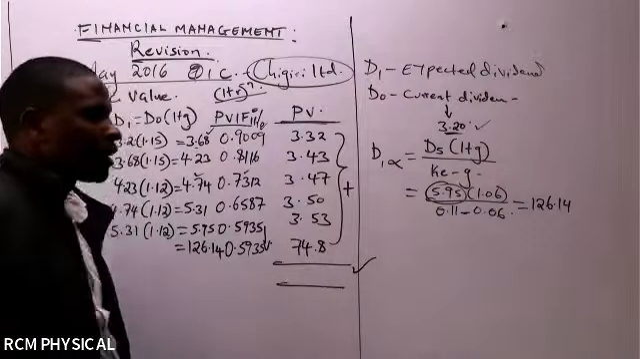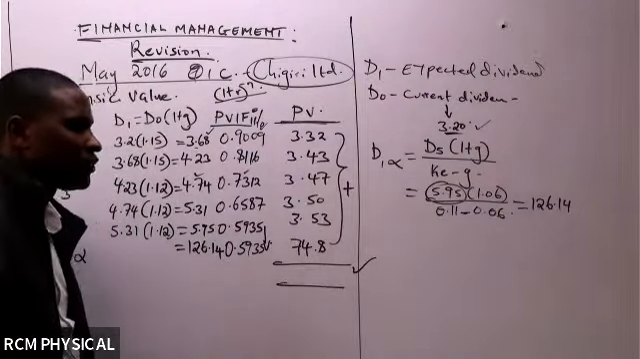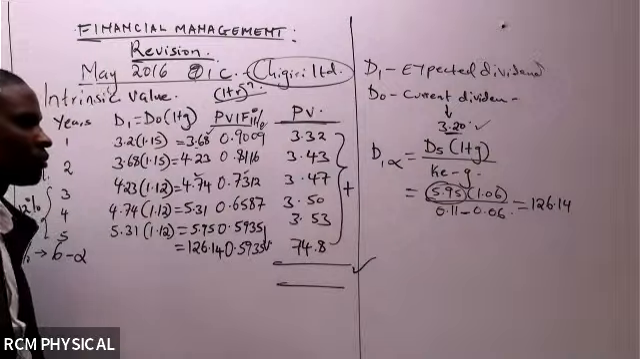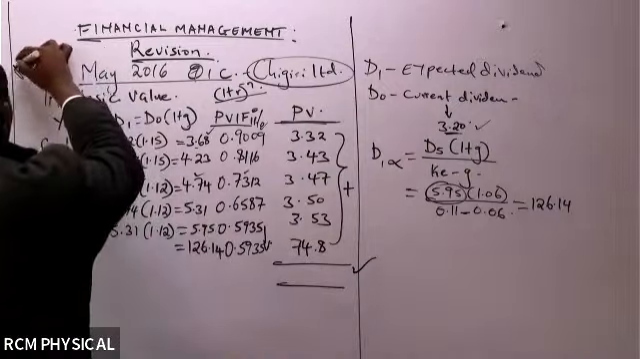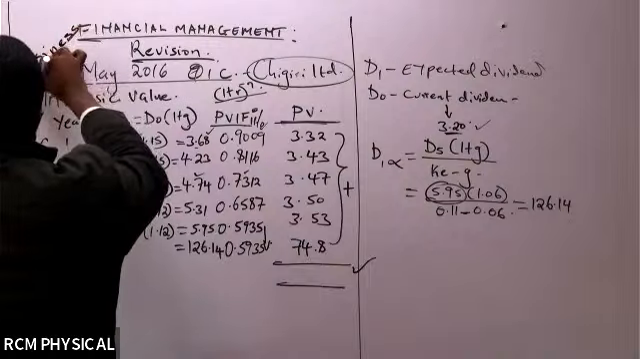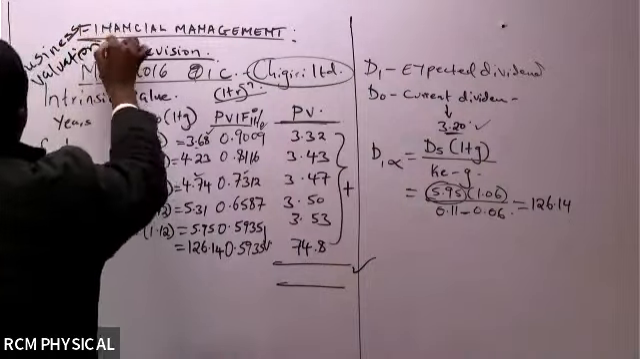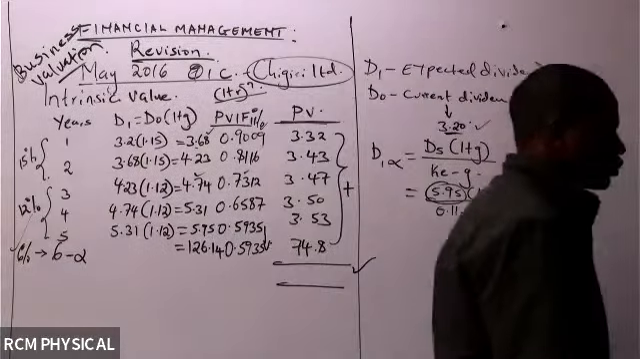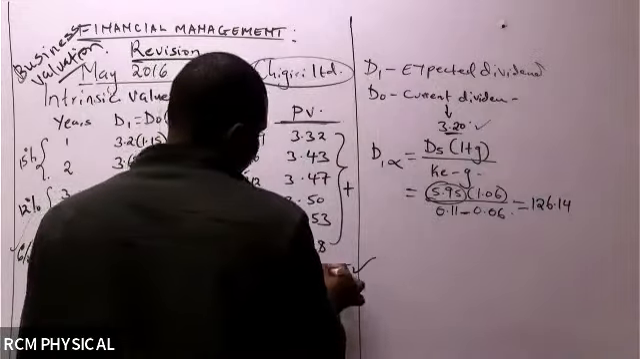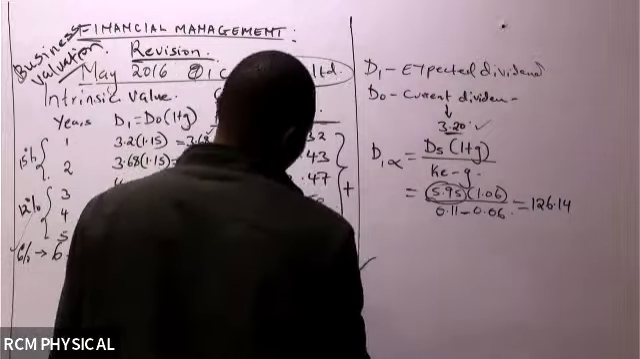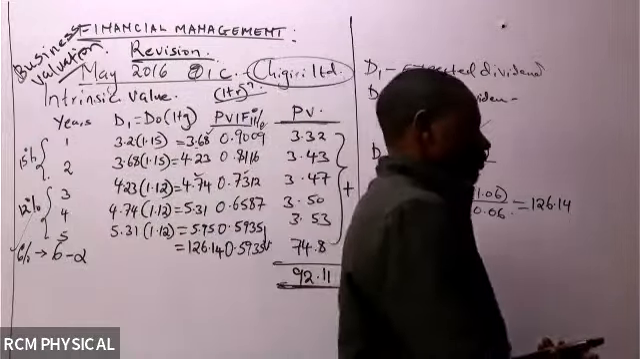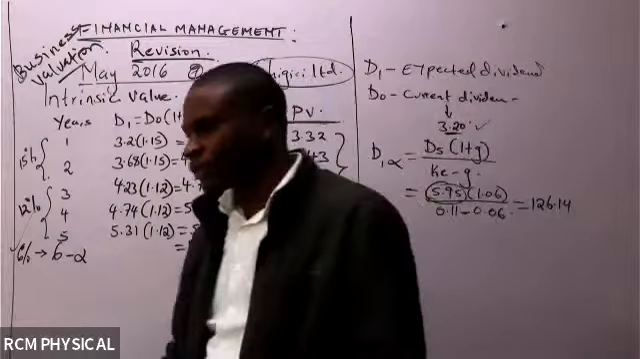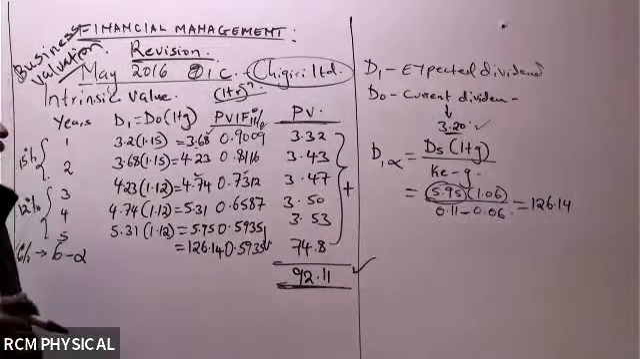That would be the intrinsic value. Summation. Business valuation. The total is 92.11. That is the intrinsic value. Each is equal to 1. That is the each value.